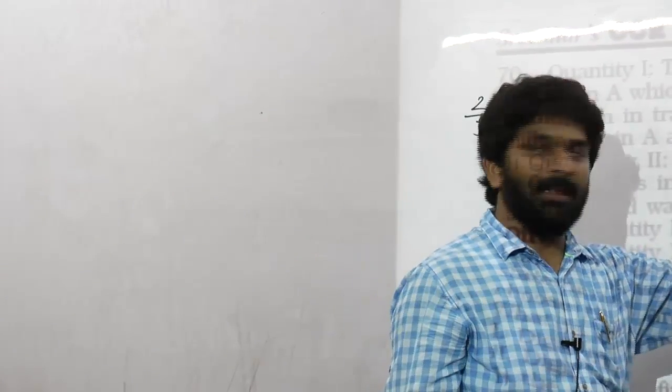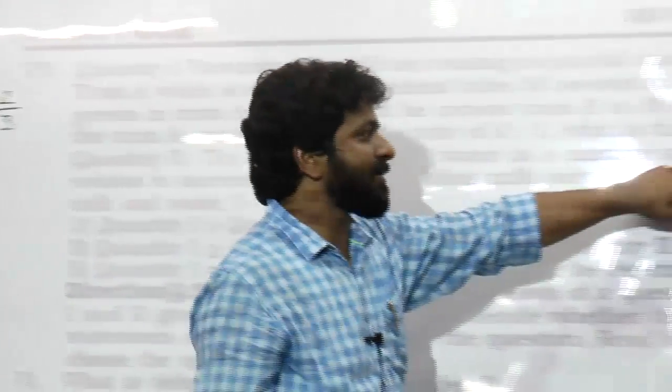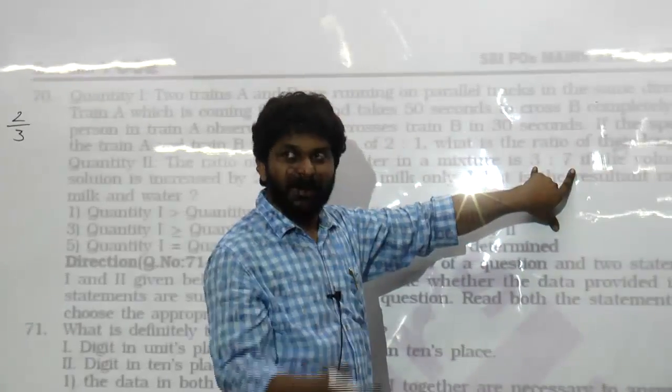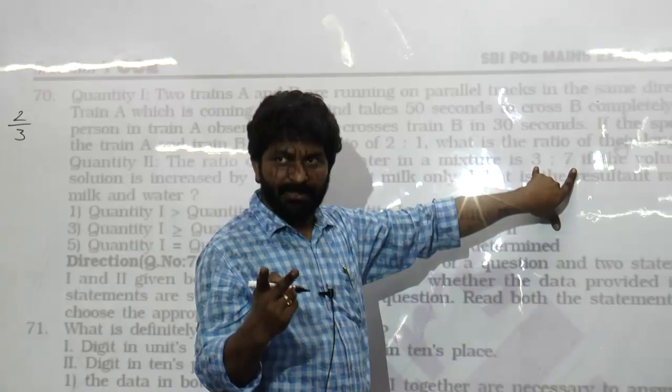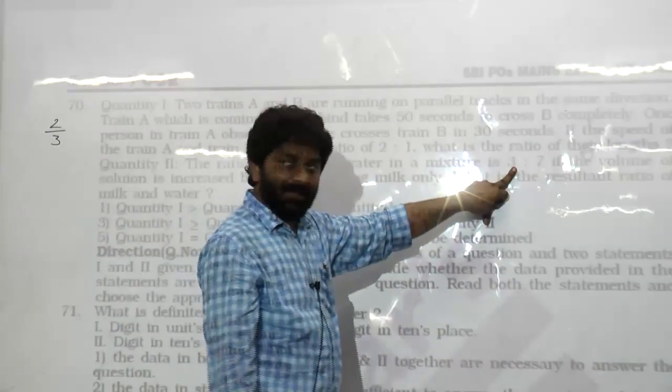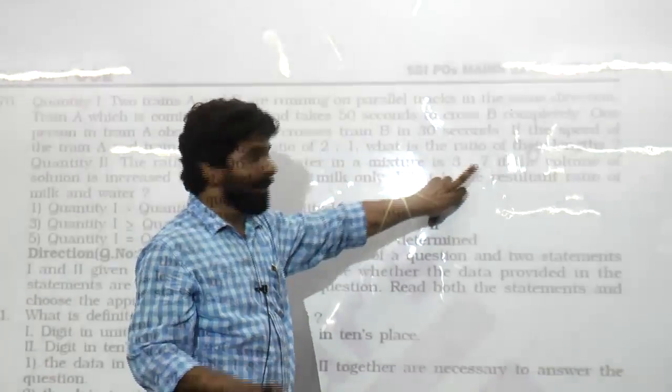20% by adding milk only. So initially we have 3 parts and 7 parts. Now it becomes 12 parts. So 10 parts increases to 12 parts, increased by 2 parts. And that 2 parts is of milk. Initial milk content 3, now it becomes 5:7. Resulting ratio of milk and water 5:7 or 5/7.